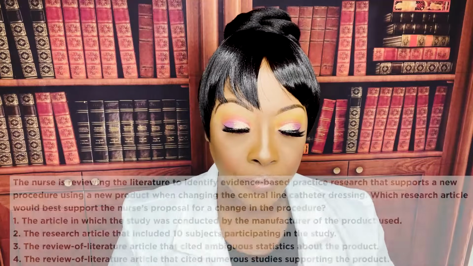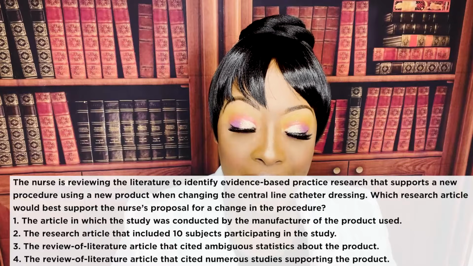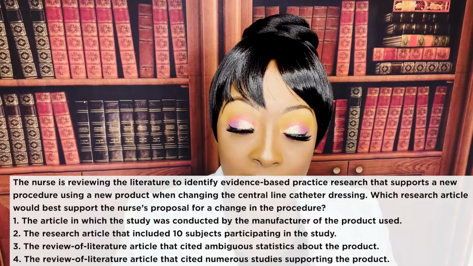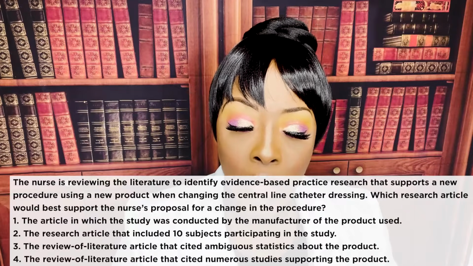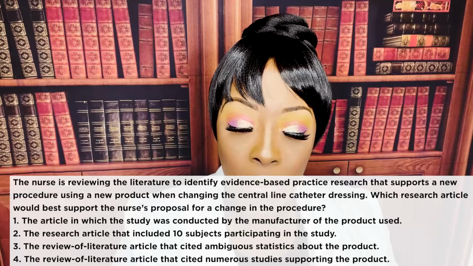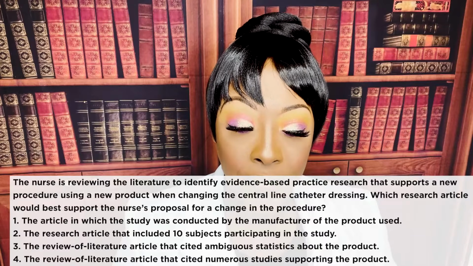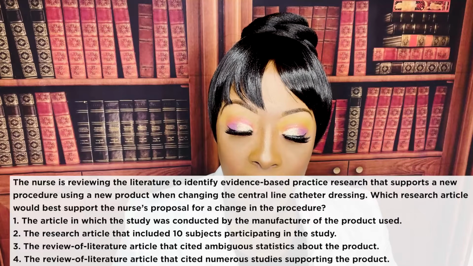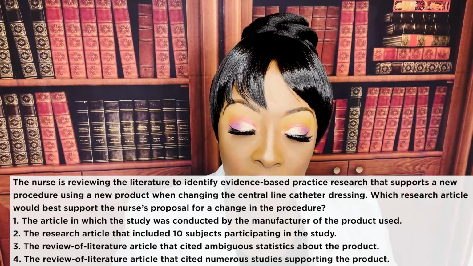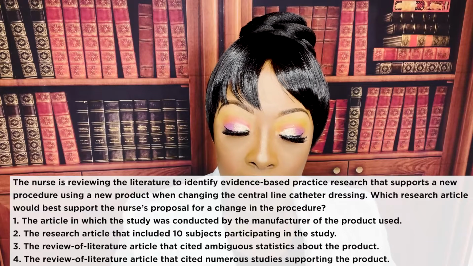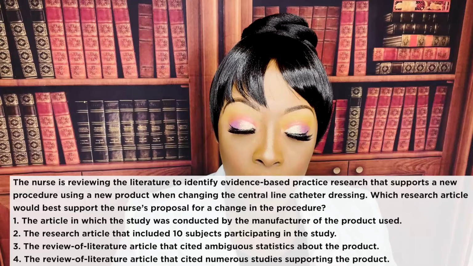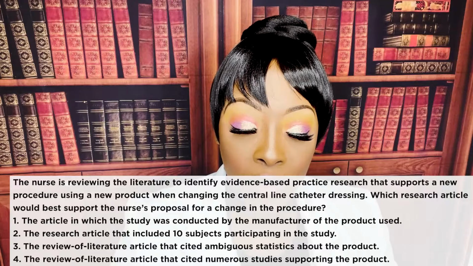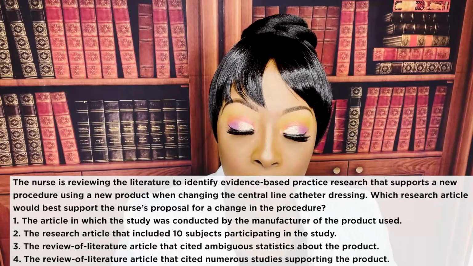Next question. The nurse is reviewing the literature to identify evidence-based practice research that supports a new procedure using a new product when changing the central line catheter dressing. Which research article would best support the nurse's proposal for a change in the procedure? 1, the article in which the study was conducted by the manufacturer of the product used. 2, the research article that included 10 subjects participating in the study. 3, the review of literature article that cited ambiguous statistics about the product. Or 4, the review of literature article that cited numerous studies supporting the product.